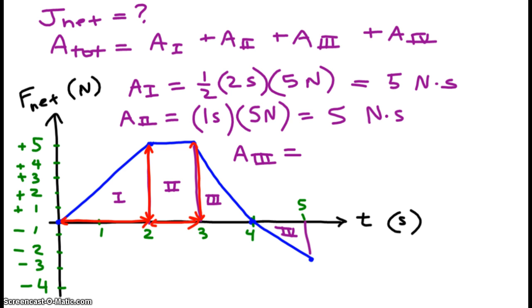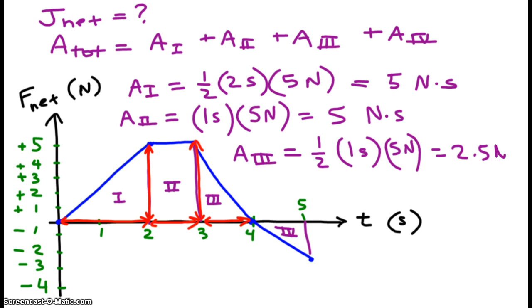Area 3 is a triangle. So the formula is 1/2 base times height. That's how you find the area. The base goes from 3 to 4. So the base spans 1 second. And the height is the same as what I drew already. It's from 0 to 5. The height is 5 newtons. And overall, that gives me 2.5 newton seconds.